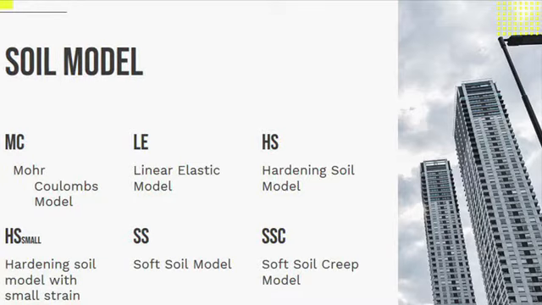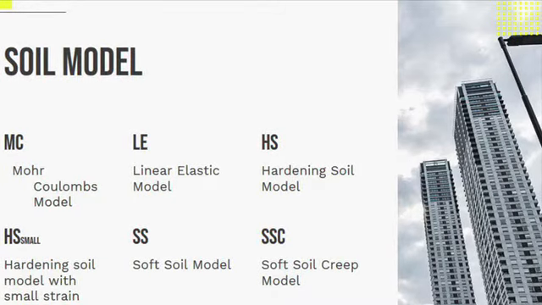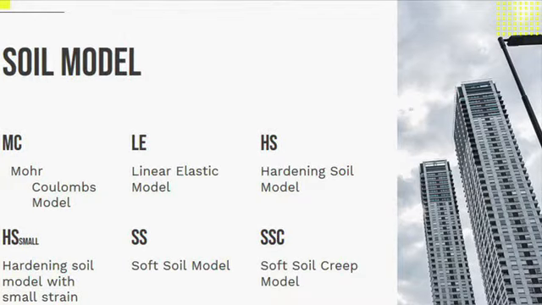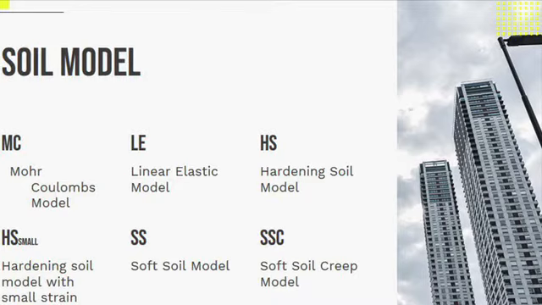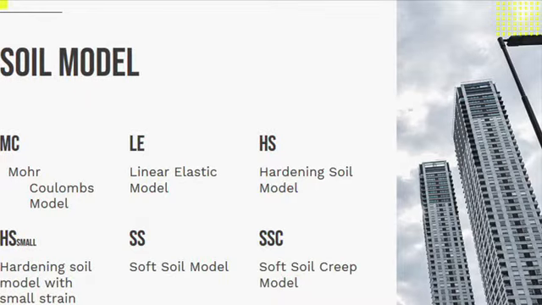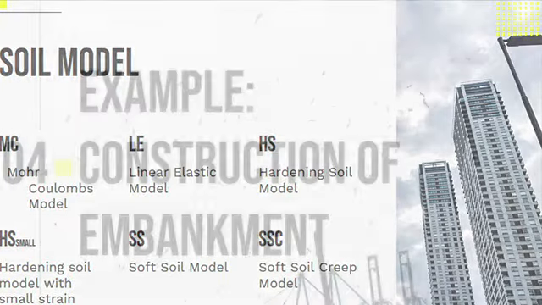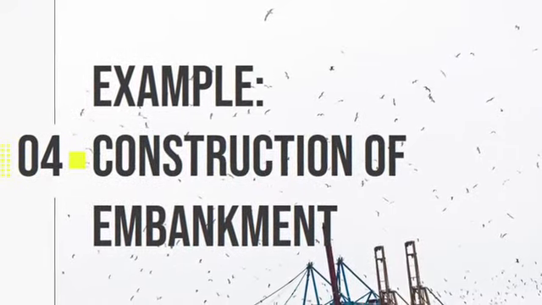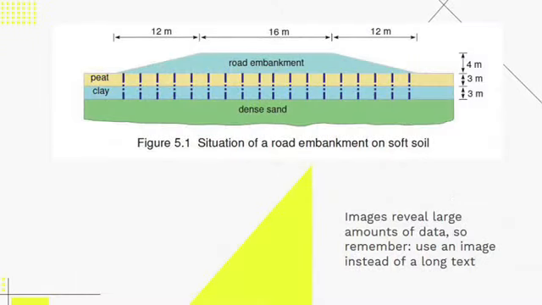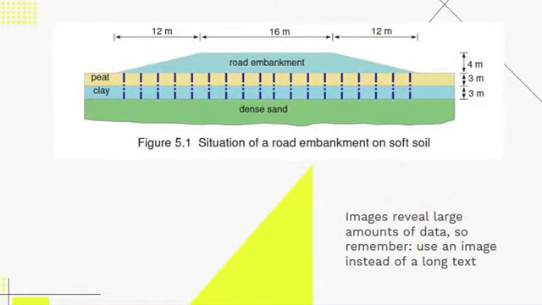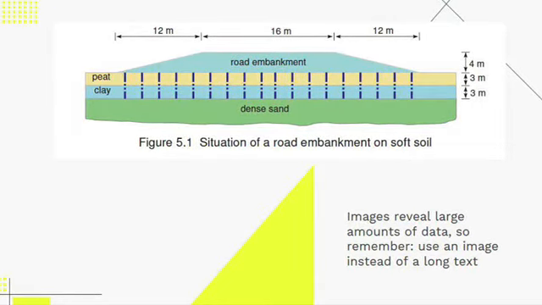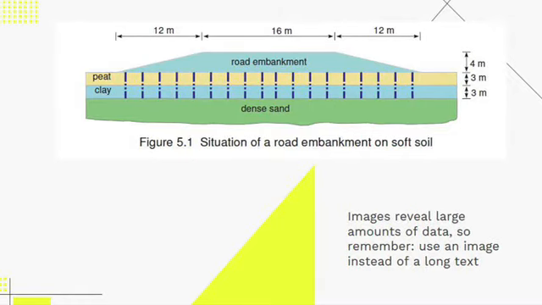And the next one is the hardening soil model with small strain stiffness. And the next one is the soft soil model, SS model. Then the next one is the soft soil creep model, SSC. Next, I will show the example of construction of the embankment, where the objectives are to do the consolidation analysis, modeling drains, change of permeability during consolidation, and also safety analysis, and also updated mesh analysis.